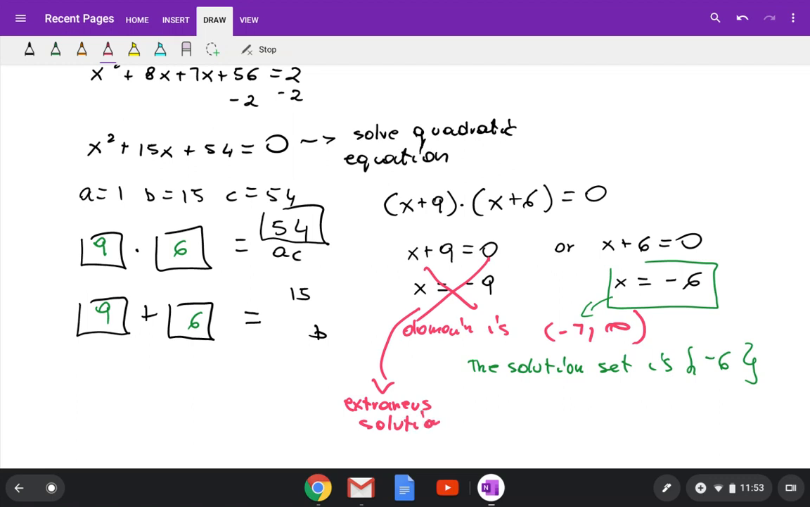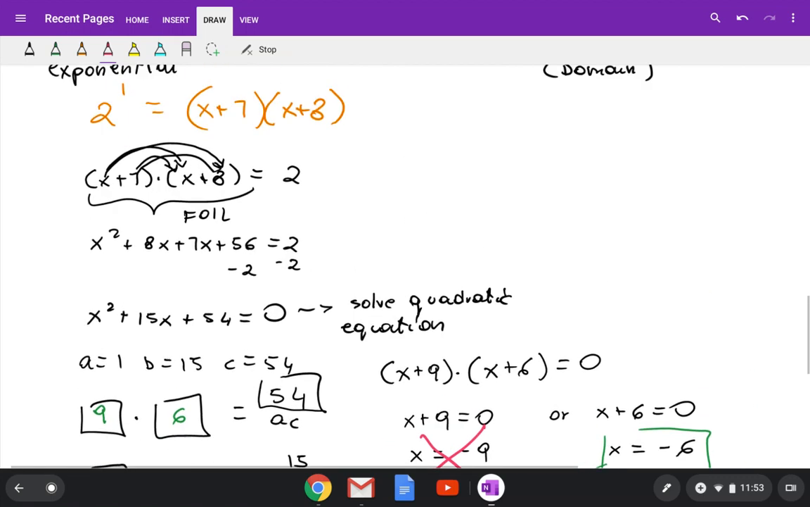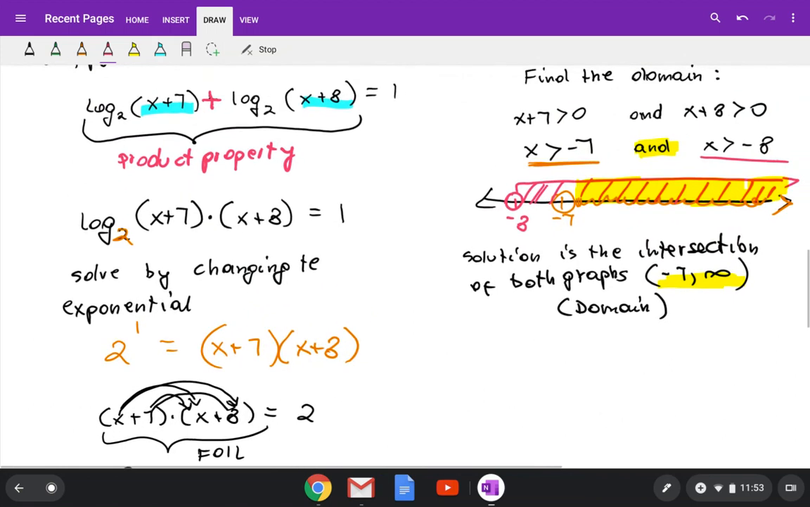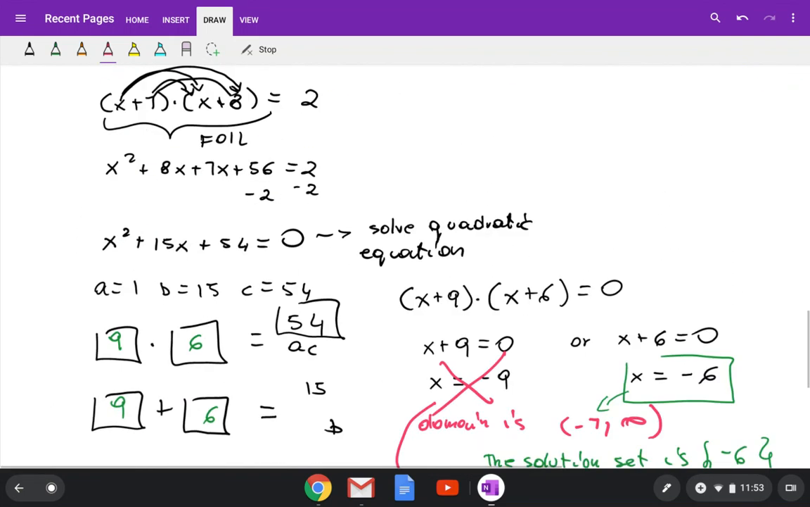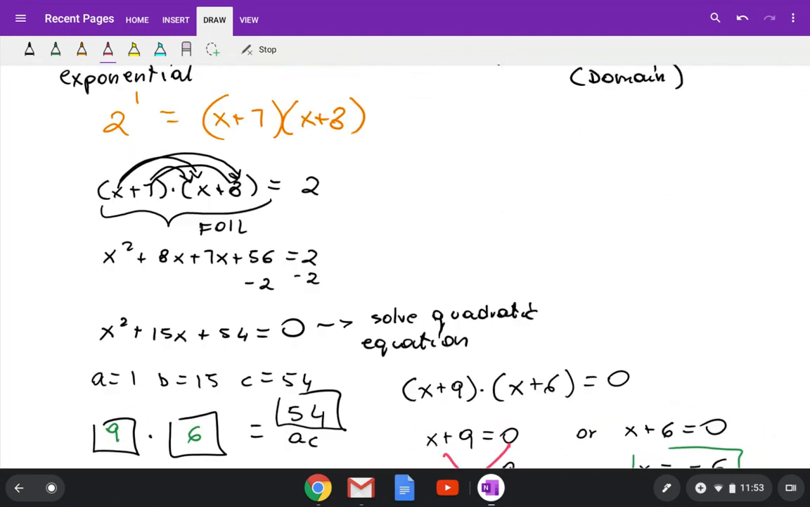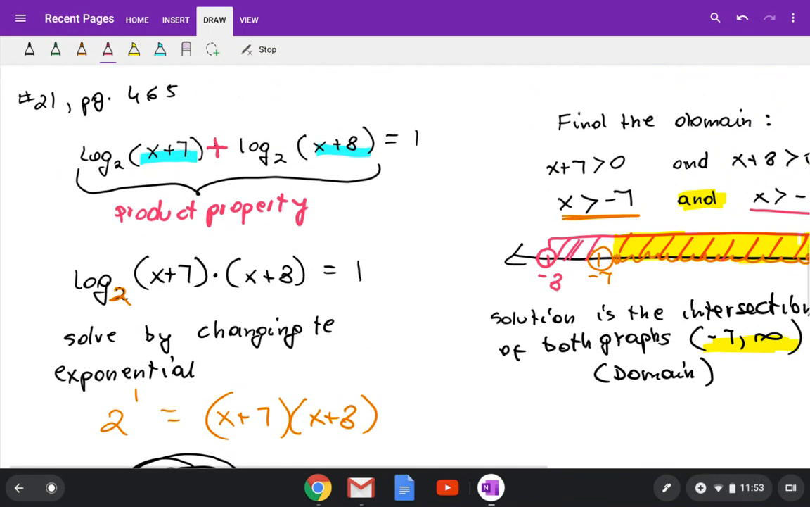So I know it's an extra step to find that domain, but I recommend finding the domain at the beginning, because when you end up with two solutions, most likely one of them you have to leave out and ignore. That will be the extraneous solution. Okay, so this is what happened.